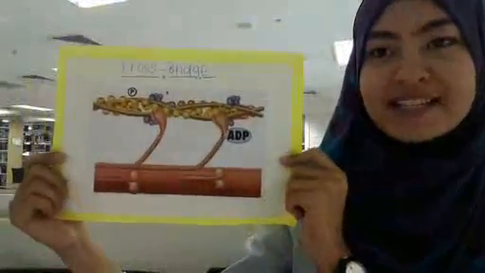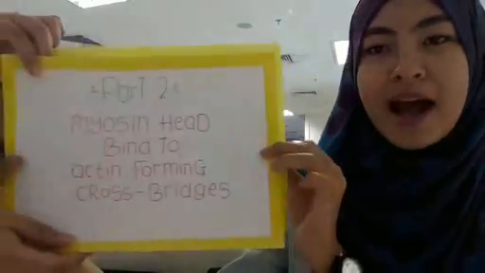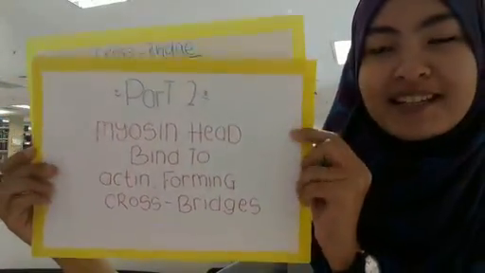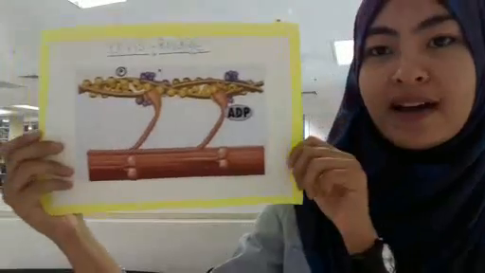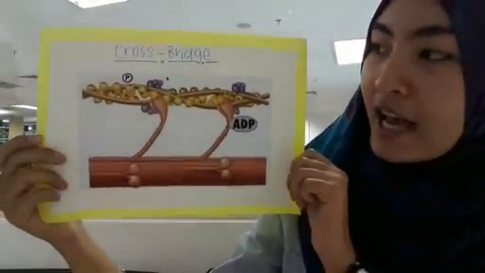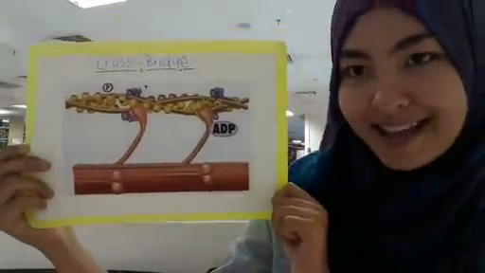So the second part is the cross-bridge stage. Myosin head binds to actin, forming a cross-bridge. As you can see, the head of myosin will bind to the exposed actin to form a cross-bridge, and the phosphate will release from the myosin head.